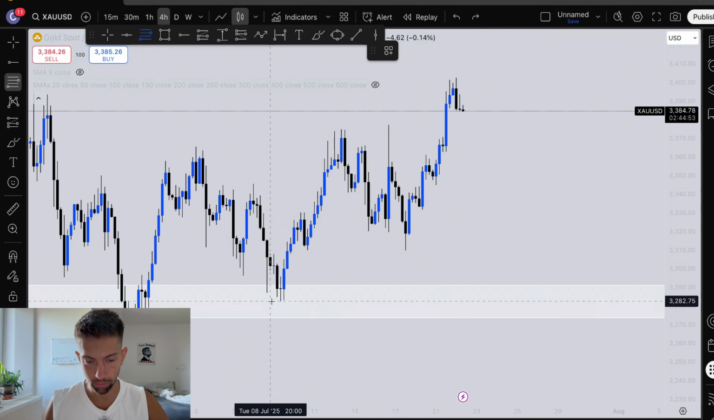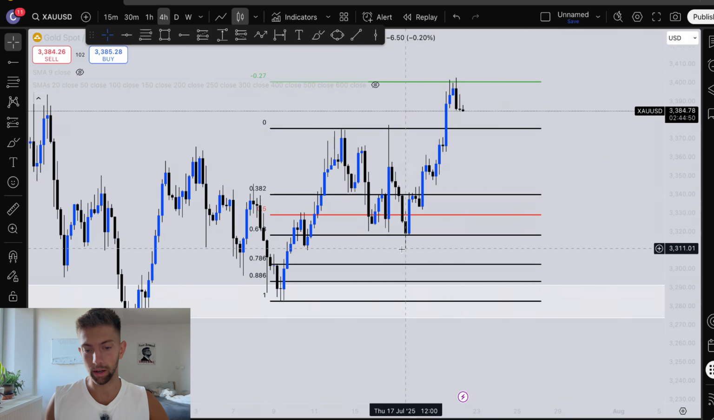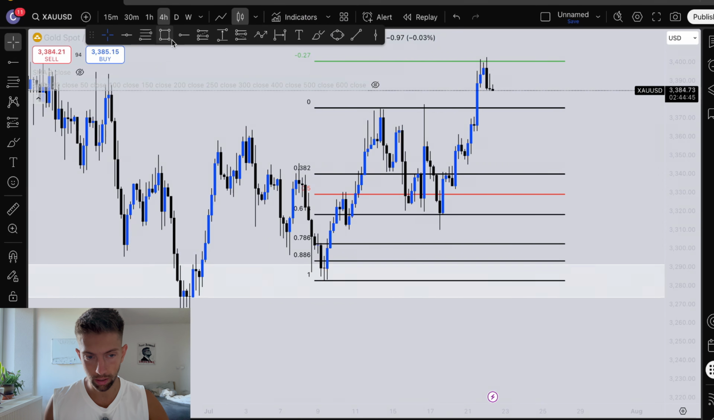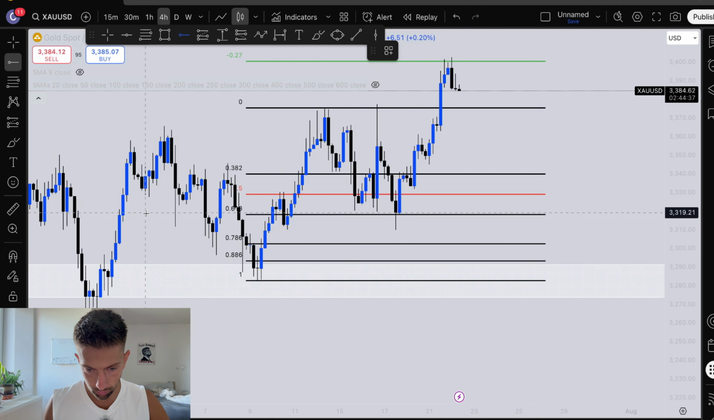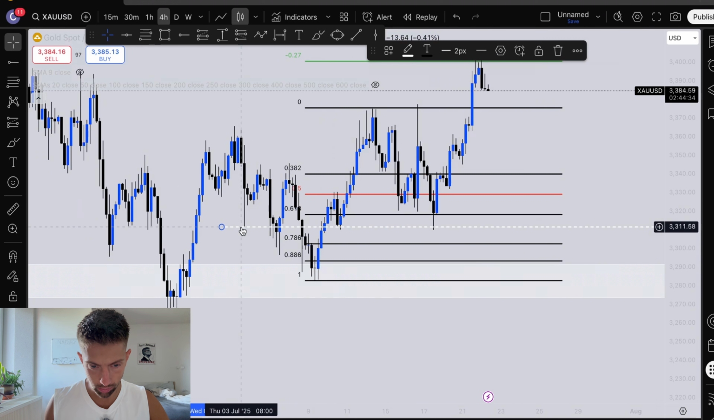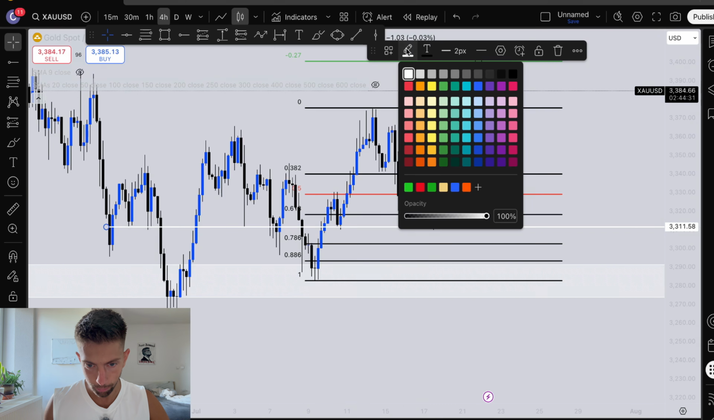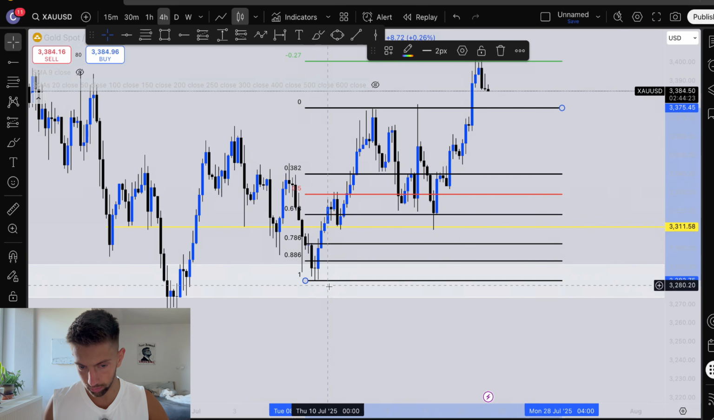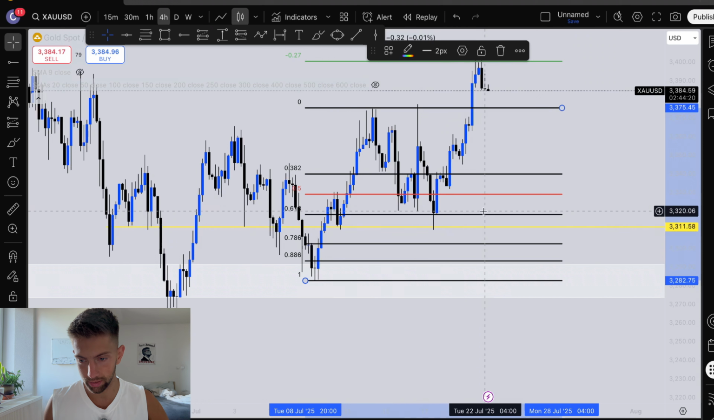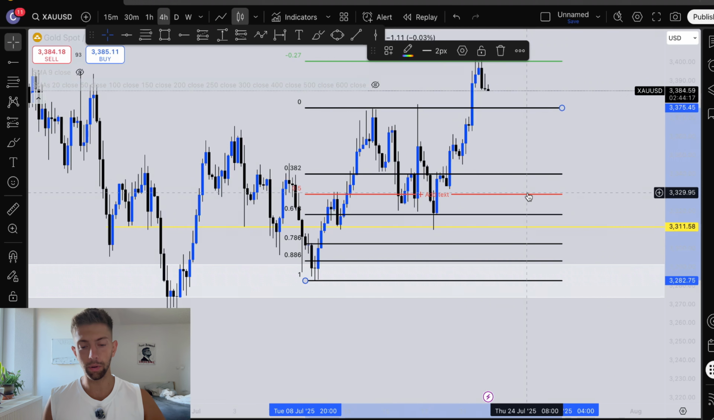So I can use my fibs from A to B and I can see price pulled back to 61.8%. I also had this key level marked out. It was right here, where price respected it like this. Price respected it here, broke above, broke under, broke above, respected it once more. So I had this key level marked out, and I'm going to play you my breakdown, what I saw on gold.